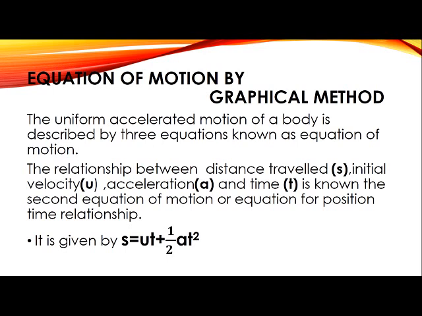are going to study a very small topic, and we will be studying the relationship between the distance traveled, initial velocity, the time taken, and the acceleration. It is known as the second equation of motion, or the equation for position-time relationship, and it is given by s = ut + ½at². So children, let us understand how to derive this particular equation.